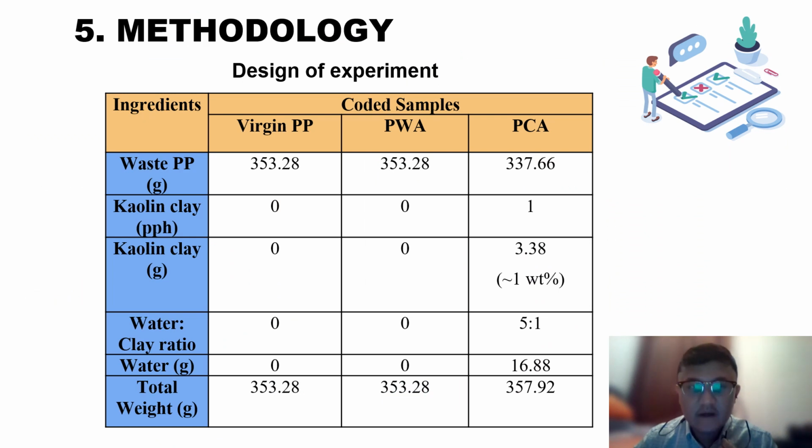Design of experiment. Virgin PP is a pure polypropylene aggregate. PWA, plastic waste aggregates, is recycled polypropylene aggregates. PCA, plastic composite aggregate, is recycled polypropylene that has been mixed with 1 pph of kaolin clay.